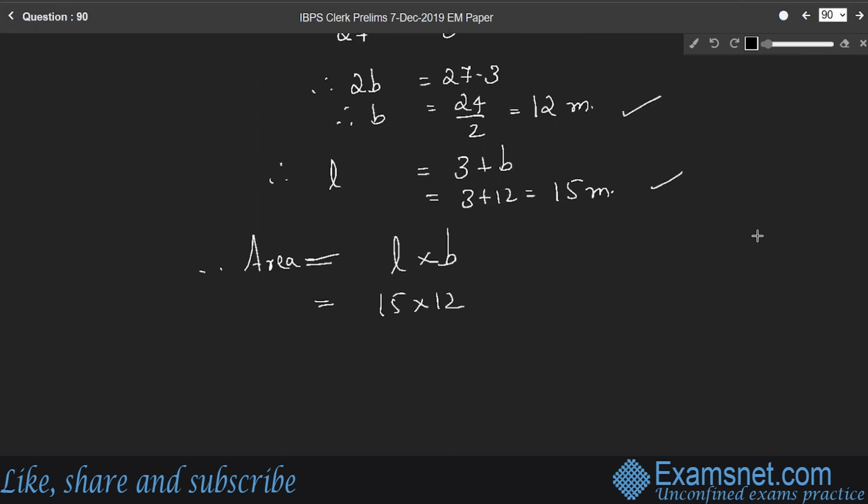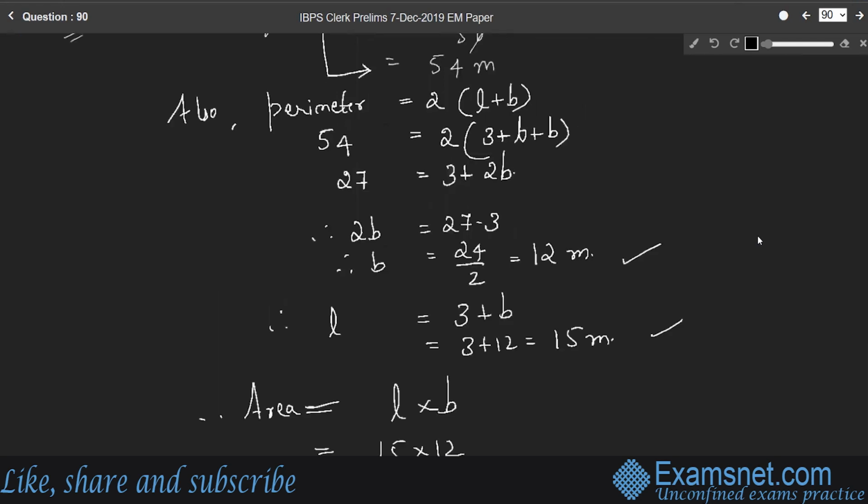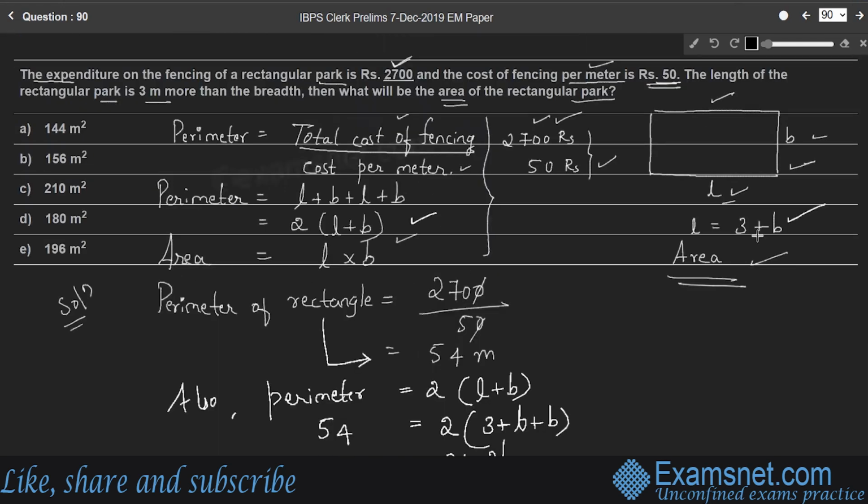What is 15 into 12? Yes, it is 180 meters square. Right? I'll repeat once again. Consider a rectangular park. Let L and B be the length and breadth of the park respectively. It is given that length is 3 meters more than breadth, 3 plus B. So here we have to calculate area. For that, we need the values of length and breadth.